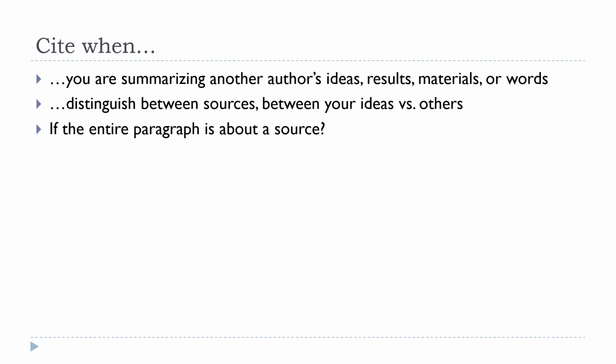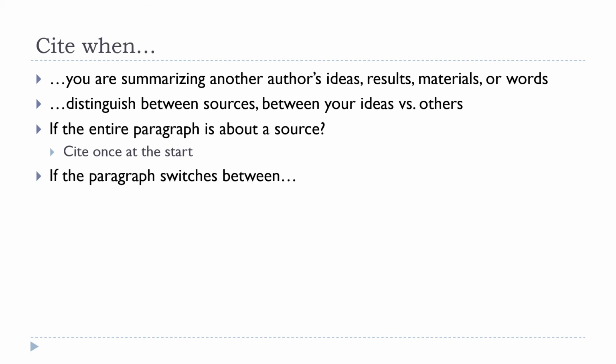So for example, if the entire paragraph is about a single source and you spend that entire time just summarizing the source and you're not providing any original information, that's your own insights or thoughts about it, then you cite the author once at the start and you don't have to cite every single sentence. Your job is done. But if your paragraph switches between two different sources, or between the source and your own personal interpretation of that source, then you need to use your citation to mark when you're talking about the source and when you're talking about your own thoughts, or when you're talking about source A versus source B.